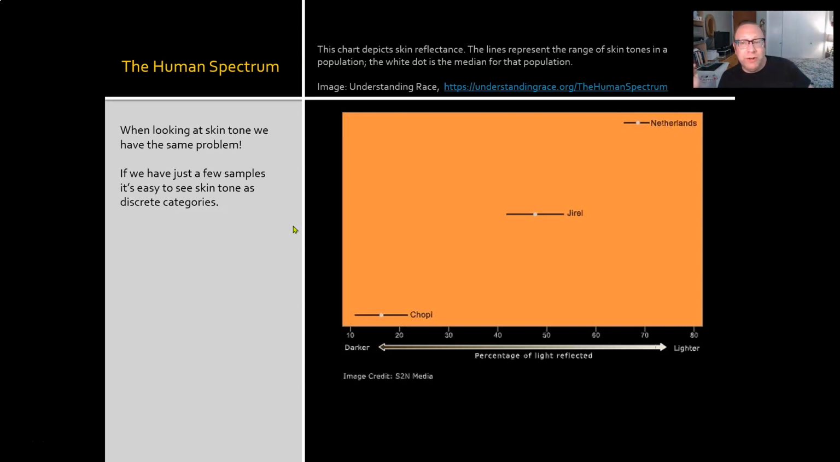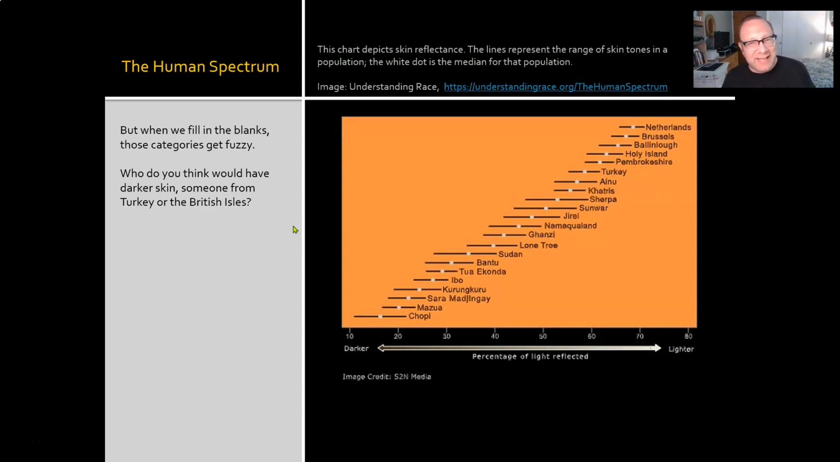To the right of the screen are lighter ones, meaning they reflect more light, and on the left they reflect less. And we've got people from 3 different places. So we've got the Chopi from Equatorial Africa, the Giro from the Himalayas, and the Netherlands from Europe, right? And if we look at these, it's real easy to split them into light, medium, and dark, right? That seems pretty sensible. As soon as we start filling in the gaps, though, things change a little bit.